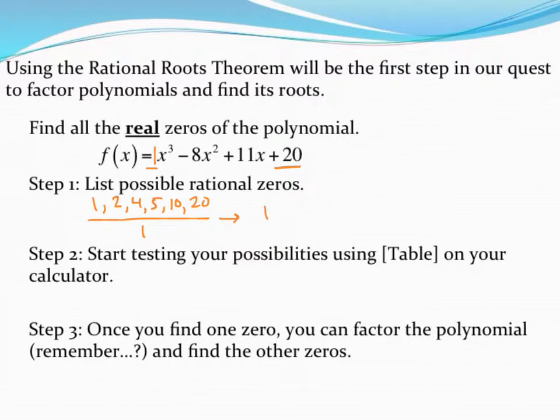So my possible rational zeros are 1, 2, 4, 5, 10, and 20, as well as all the negative versions of those numbers. So I like to include parentheses and just put a plus or minus, telling me that each of those I could distribute the plus or minus sign to.